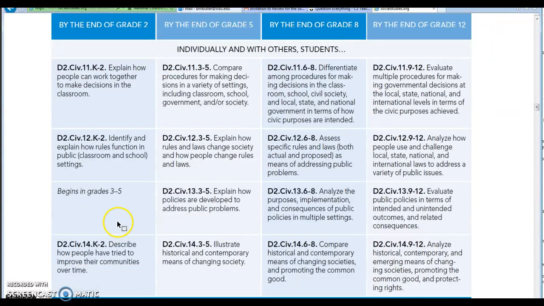You'll also see from time to time standards that don't have any presence. So for instance, this one right here doesn't begin until grade 3, where students are asked to explain how policies are developed to address public problems. So that's a little too complicated for kindergarten through second graders. So that standard doesn't start until third grade.